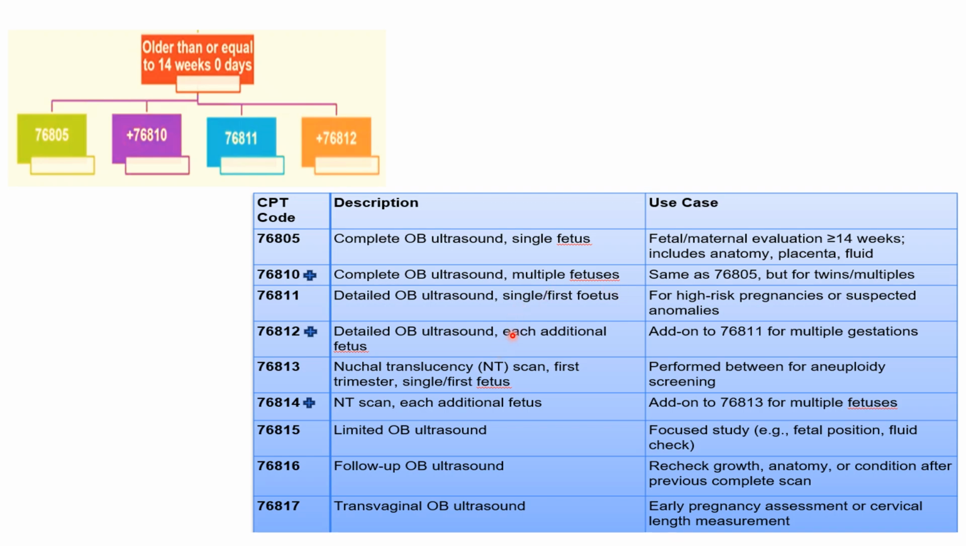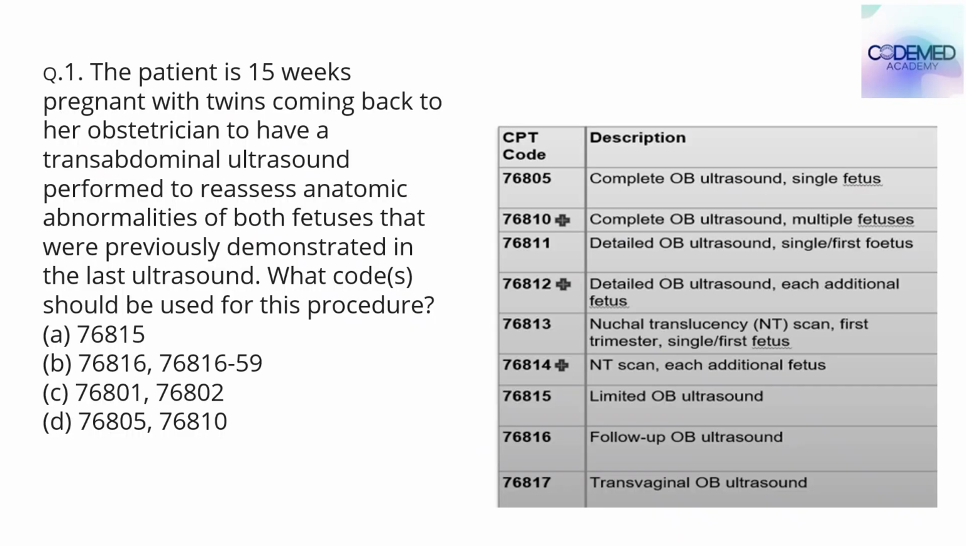Then this is a nuchal translucency scan, first trimester. And then we have a limited ultrasound also, and then we have a follow-up, and this is the transvaginal. So these are the codes which we use for obstetrics. So always pay attention to whether it is complete, what the trimester is, and for which fetus you are doing it. Are you doing it for the twin or for the single fetus? That plays an important role. So for better understanding of all the codes, let us look at the first question.